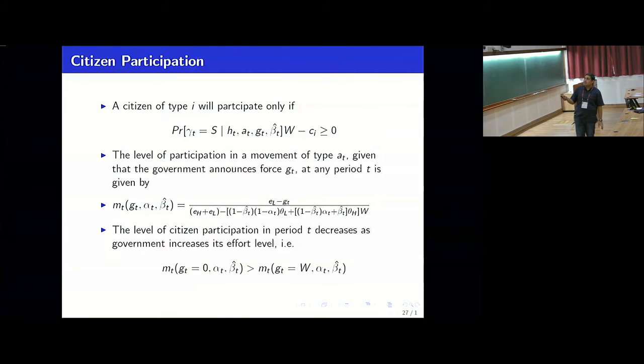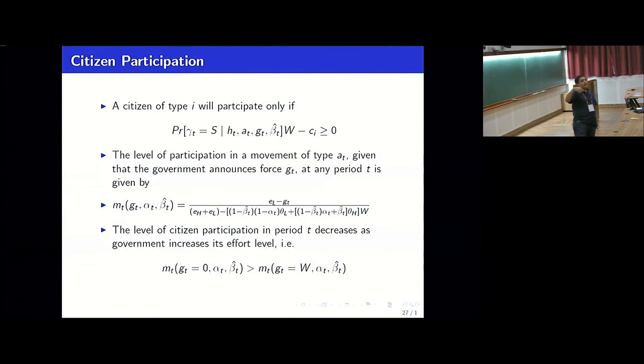Now a citizen will participate only when the probability of success times W, the expected payoff, minus the cost of participation, is greater than or equal to zero. And from there, we can calculate this endogenous mass participation. You will see that if the government puts in force, then for a given level of alpha and beta, citizen participation is lower, which we would expect.